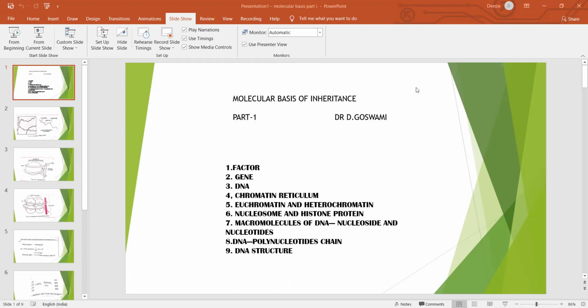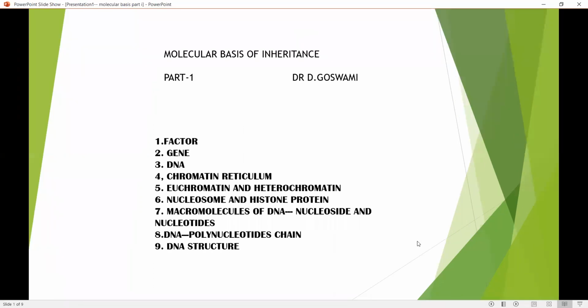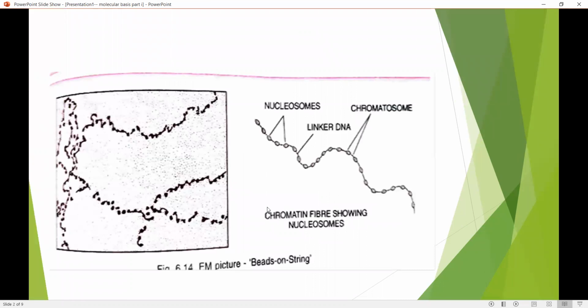as you see in our next slide, we are going to show the part of DNA that is actually involved in the formation of chromosomes. So in a normal nucleus, we find the structure shown in electron microscopy. The chromosomes are not distinct. Here, many elongated thread-like structures are found inside the nucleus. These are called chromatin reticulum.